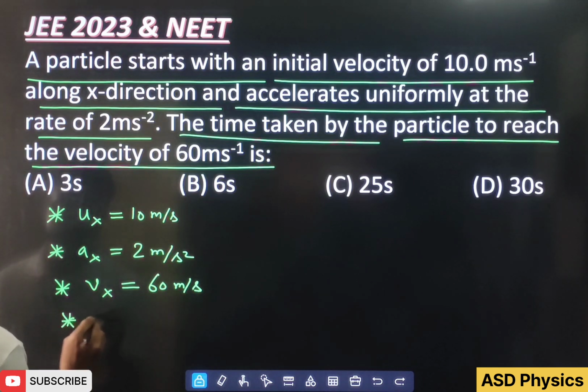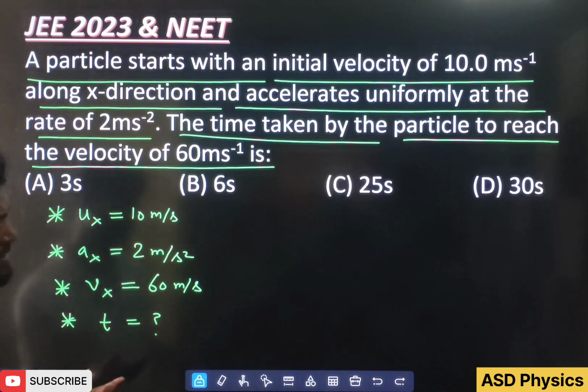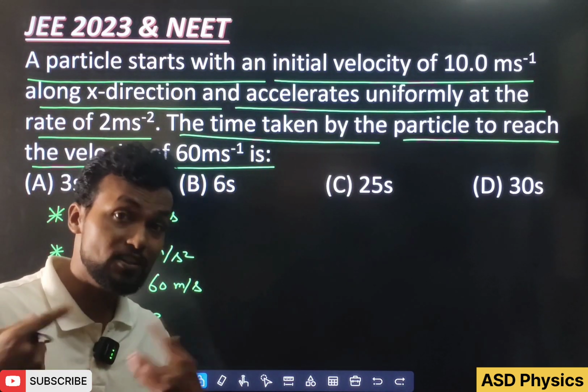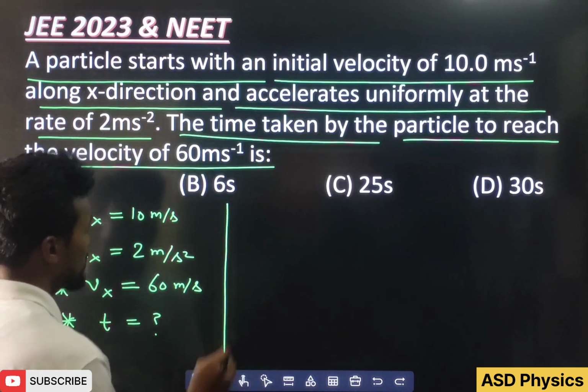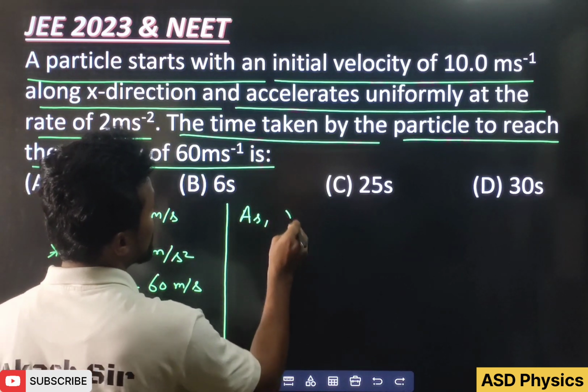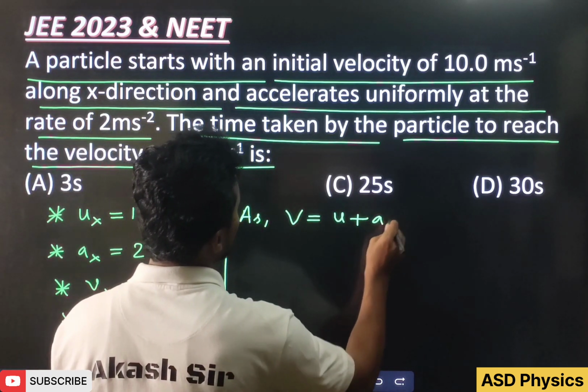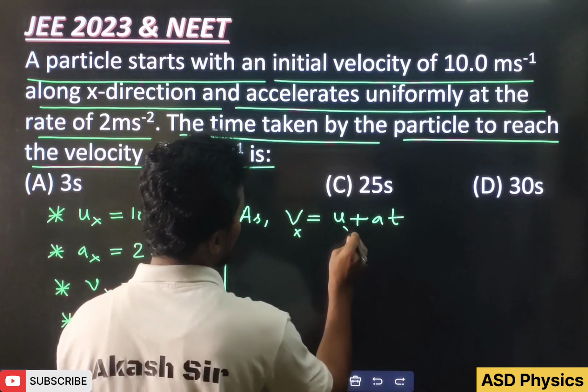And what they are asking here is the time taken. Even here if you wish you can use the suffix, but for time there is no need to use the suffix, which you will understand in motion in a plane. Okay, so remember, as we know V equal to U plus AT, in x direction.